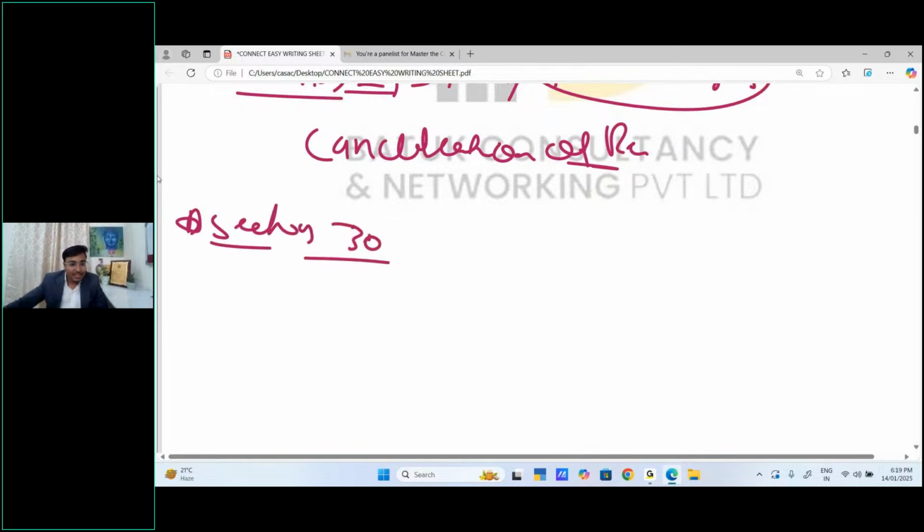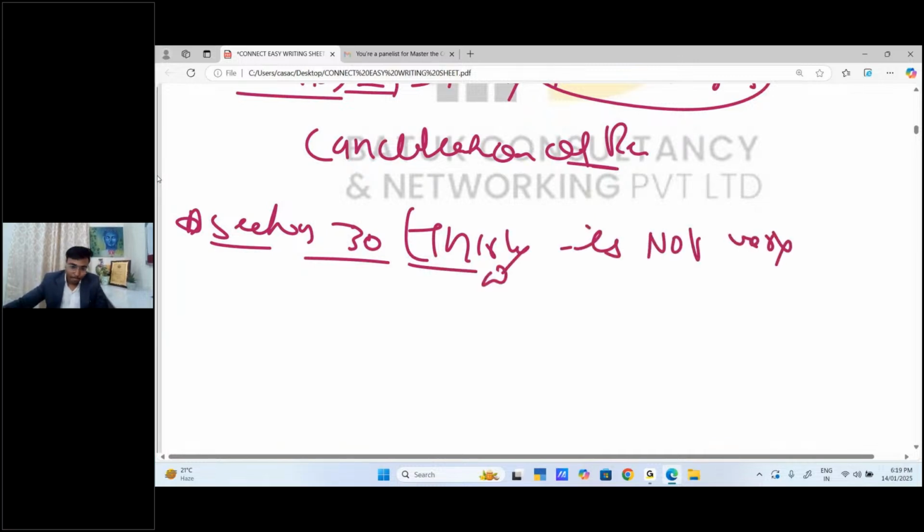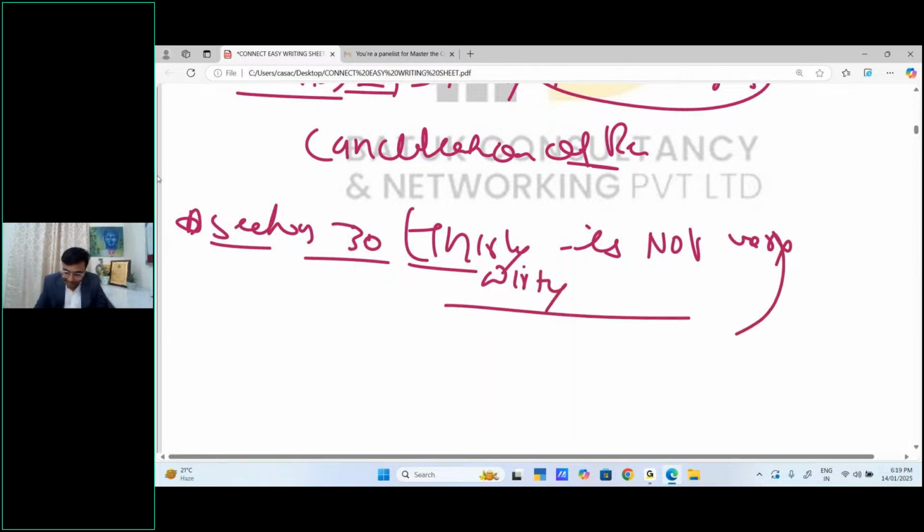Section 30, just try to link this word 30, is not very dirty. Section 30 is not very dirty because this section is providing the opportunity of revocation of cancellation of registration.